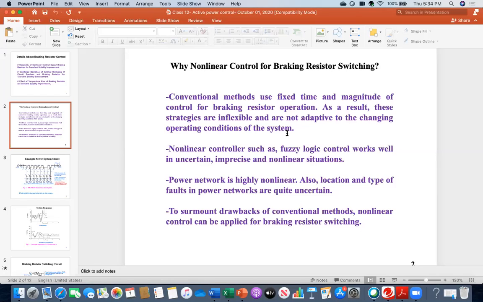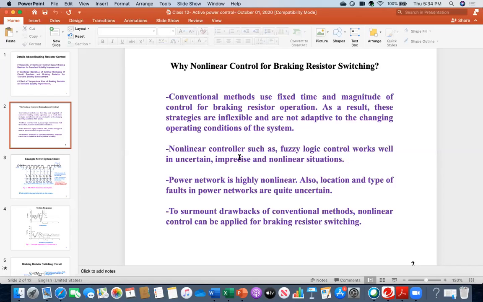Changing condition means, for example, the power grid structure might change, the power flow might change. Again, you know that the fault type is not always the same. It could be a 3LG fault, it could be 2LG, it could be 2LS, etc. So that's why we need a method that can adapt to the changing situation. A nonlinear controller, for example a fuzzy logic controller, neural network, or any artificial intelligence method, basically works as a nonlinear controller, and those work well in uncertain, imprecise, and nonlinear situations.